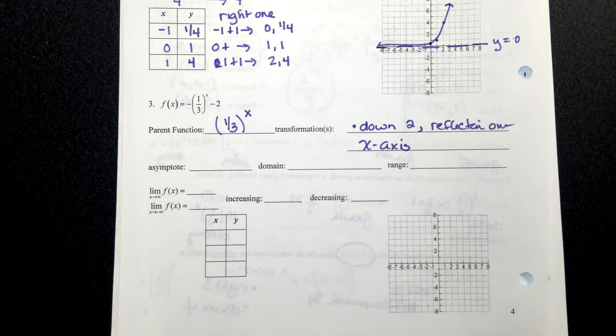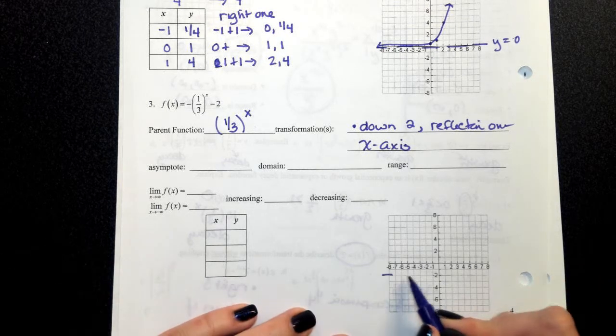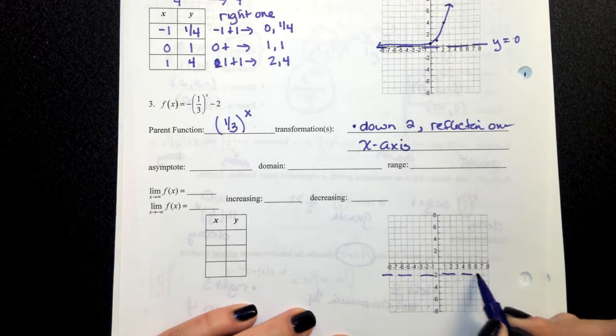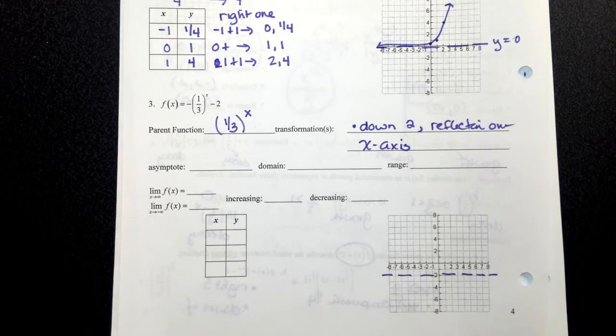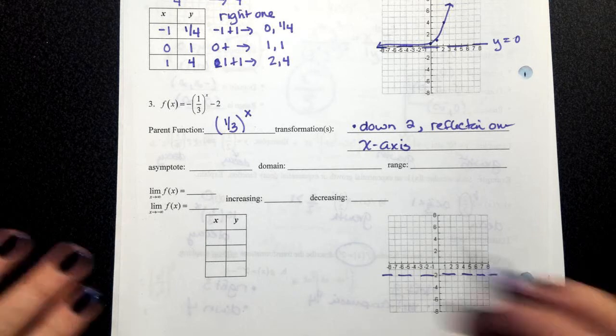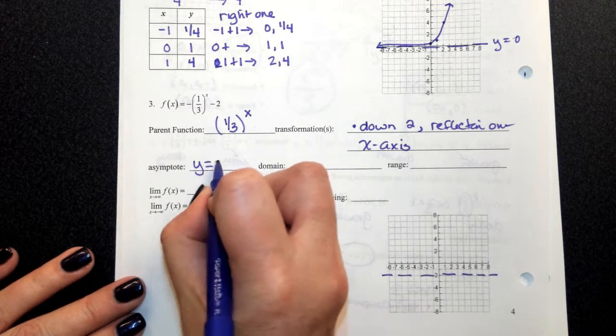Well, if I'm taking this graph, ladies and gentlemen, and I'm shifting it down 2, what's that going to do to my asymptote? It's going to make it drop 2, go down 2. So my asymptote, remember, is going to be moved anytime you have a function shifting up or down. So my asymptote is now going to be at y is equal to negative 2.